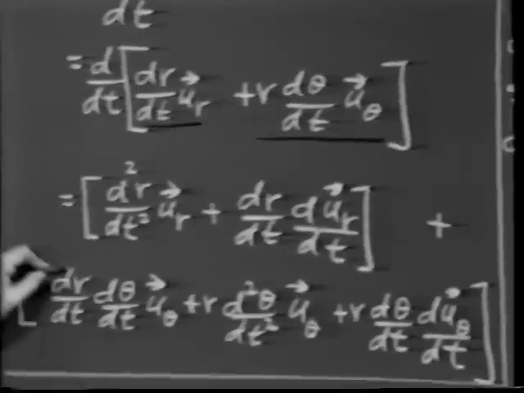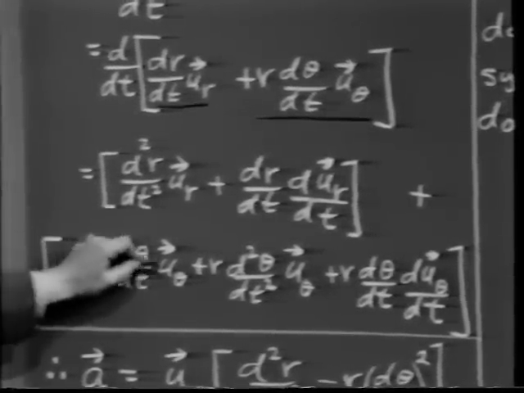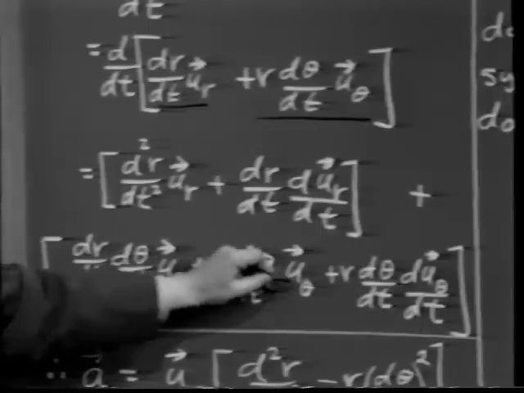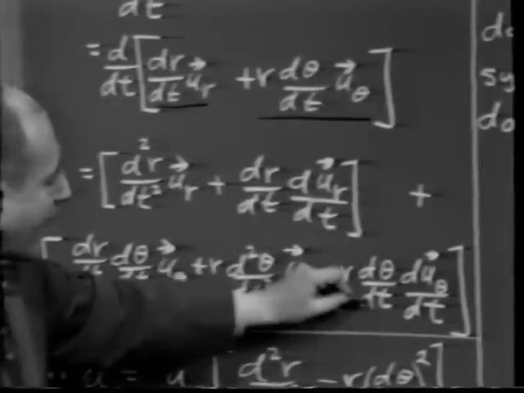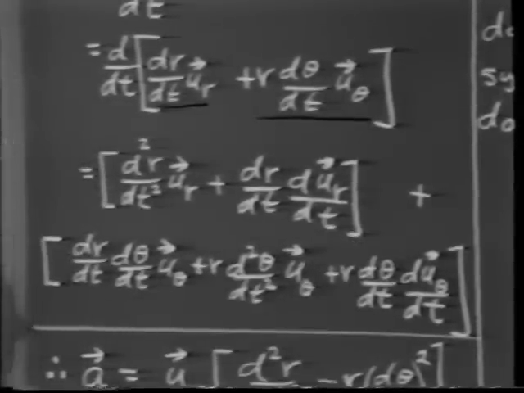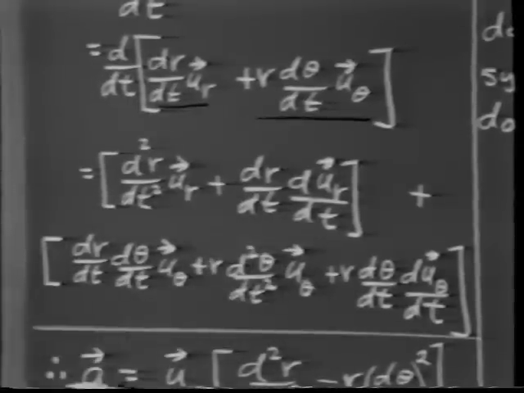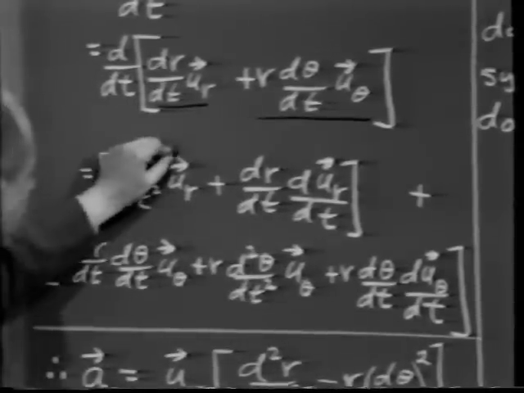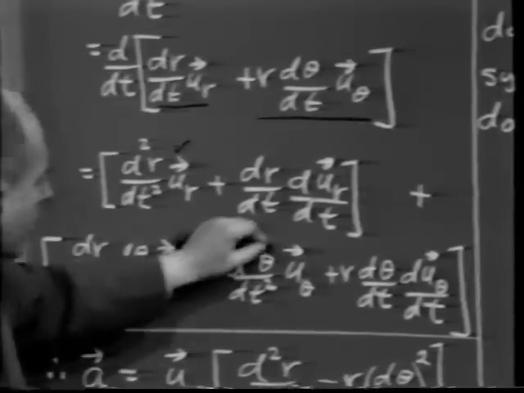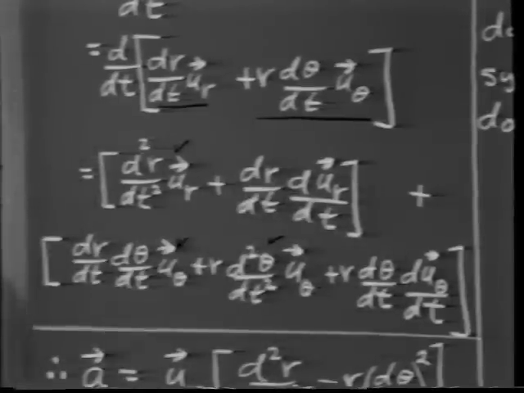And summarizing that, what do I have here? I have dr dt, d theta dt times u sub theta, plus r d2 theta dt squared times u sub theta, plus r d theta dt times the derivative of u sub theta with respect to t. Now, the point is that if I look at these 5 terms, some of them are in nice form. Namely, here's a u sub r term, here's a u sub theta term, here's a u sub theta term, but these terms are sort of mongrelized.